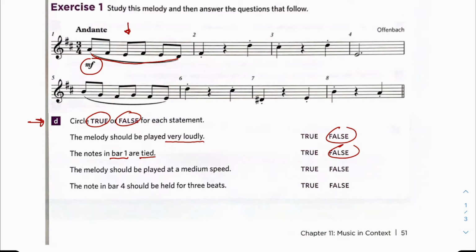Statement number 3. The melody should be played at a medium speed. The tempo marking is usually shown at the beginning, here. So the tempo marking for this melody is andante, which means medium speed. So this is true. Statement number 4. The note in bar 4 should be held for 3 beats. So this is where bar number 4 is. And this is the note that we are referring to, which is a dotted minim, which lasts for 3 beats. So this statement is true.